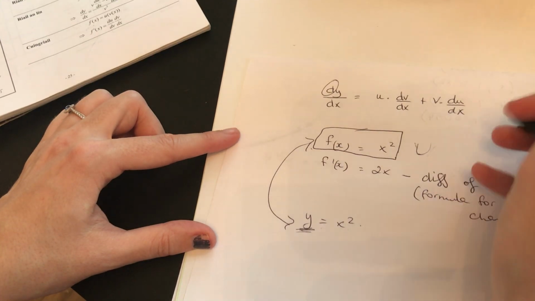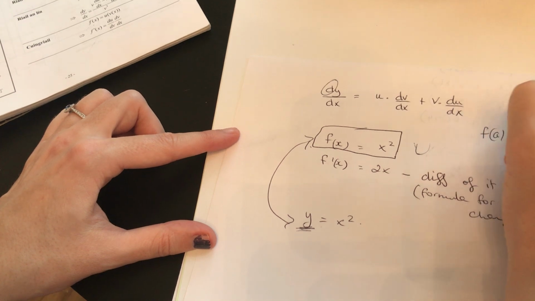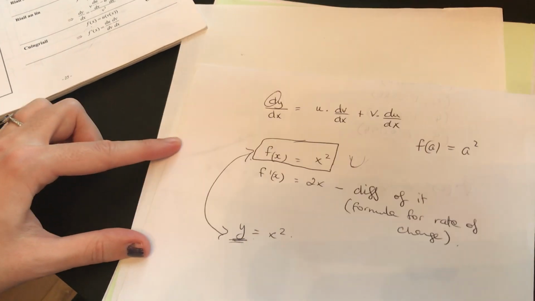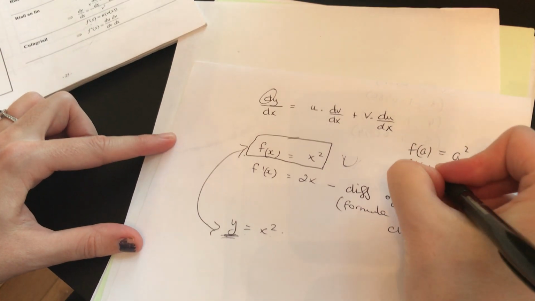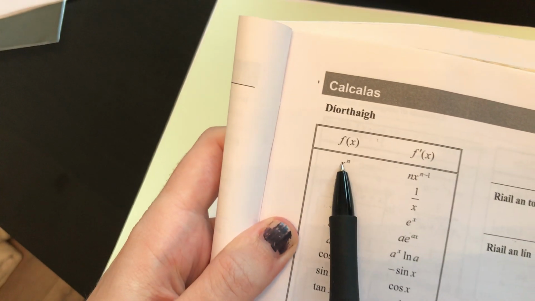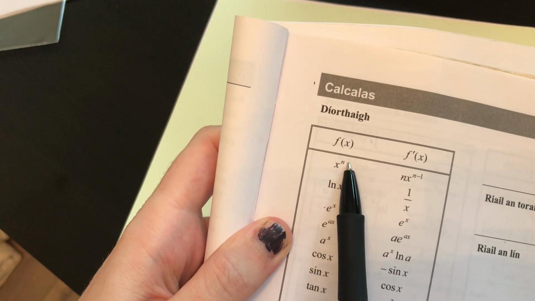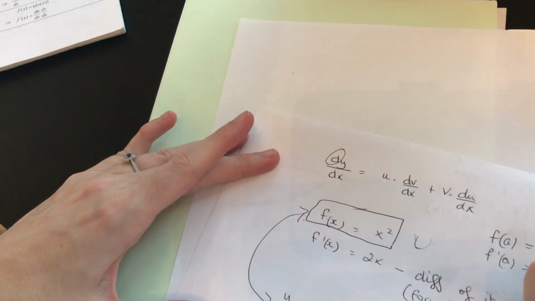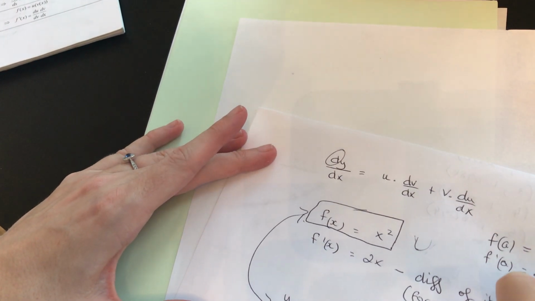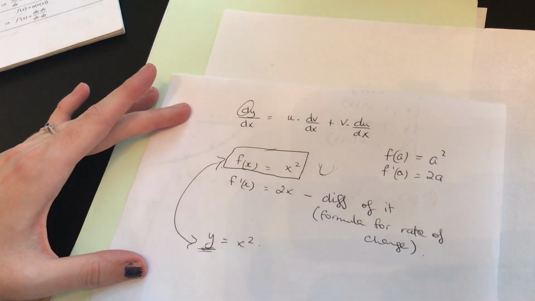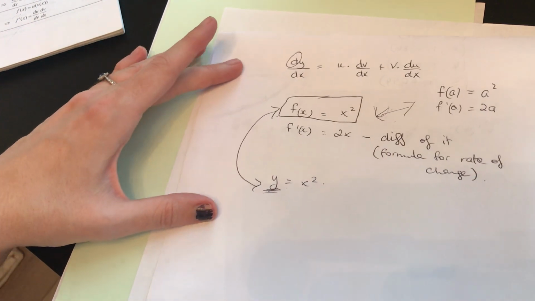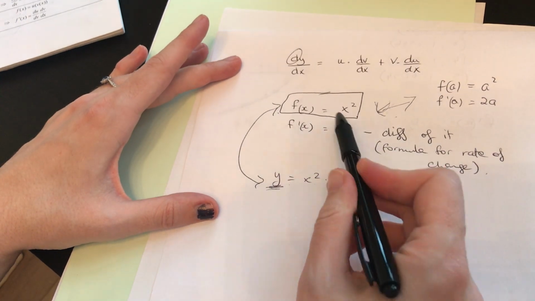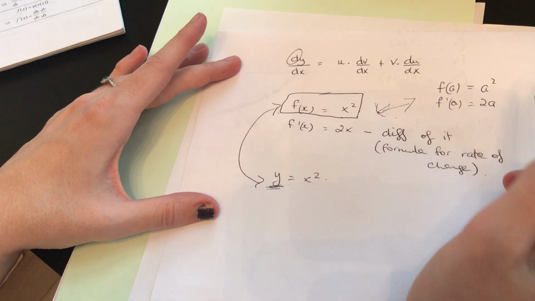I could have written this as f of a equals a squared. The differentiation of that is, again, I have a variable a in this situation to the power of 2. That's fine. That's exactly what's in the log tables. It says bring the power down in front and subtract 1 from the original power. So it doesn't matter what the variable is. Here it was x. Here it was a.